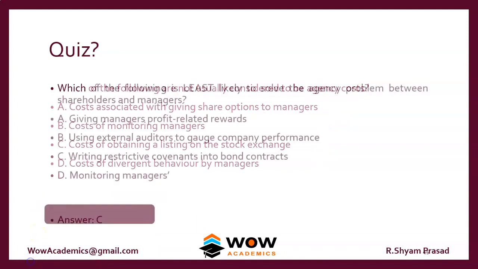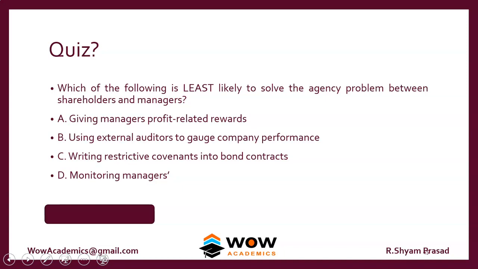We'll move on to the next question. Which of the following is least likely to solve the agency problem between a shareholder and manager? So which will not help to solve the agency problem? A, giving managers profit related rewards. This will solve the problem. B, using external auditors to gauge company performance. If we engage an auditor, he will come and verify, and that can solve the agency problem.